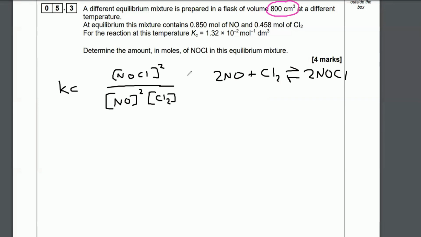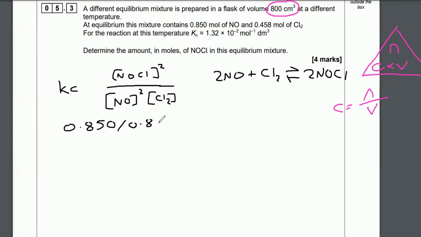Once again, I'll bust out the Kc expression and the equation because they're going to help me with this. I also need to use the equation n over V equals c. Why is that? Because they've given me volume and they've given me moles. So when they do that, I need to convert all of those moles with the volumes by doing n over V equals c and convert them into concentrations. Those square brackets stand for concentration.